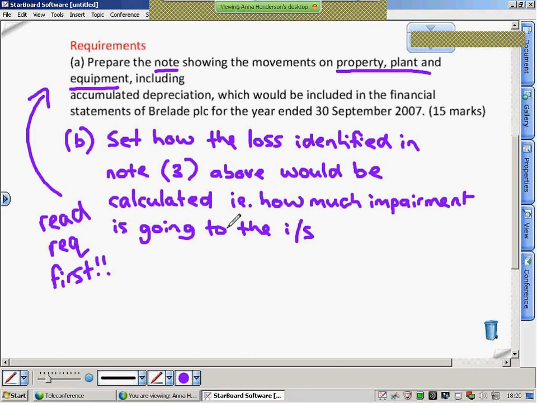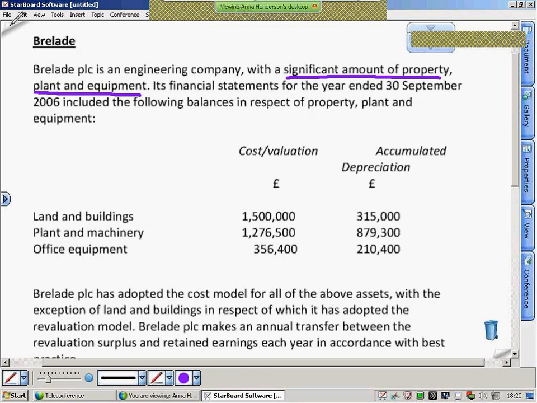Okay, so returning to the previous screen now, company, we've got a significant amount of property, plant and equipment, so it makes sense that we are doing a PP&E note. And the first thing that the examiner does is say that financial statements for the year ended 2006 included the following balances in respect of property, plant and equipment.